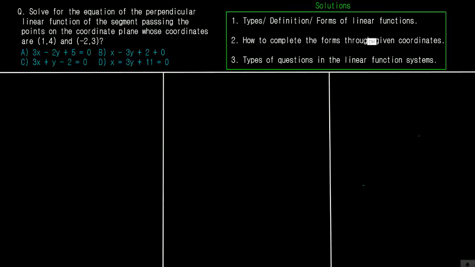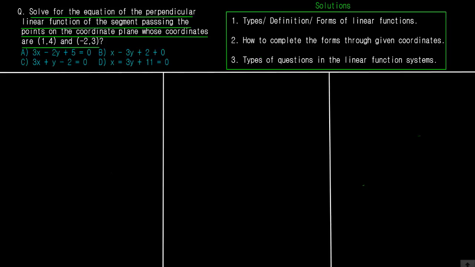Solve for the equation of the perpendicular linear function. Solve for the equation of the perpendicular linear function of the segment passing through the points on the coordinate plane whose coordinates are (1, 4) and (-2, 3).